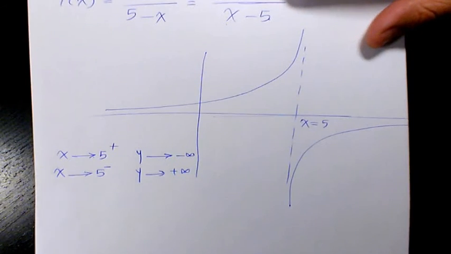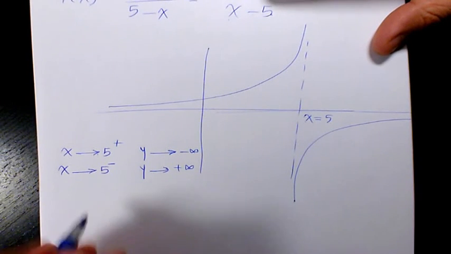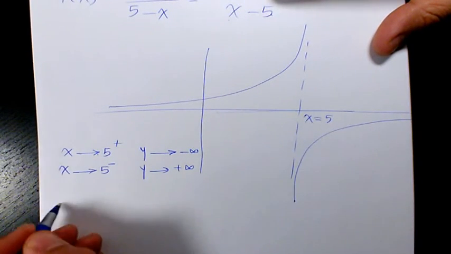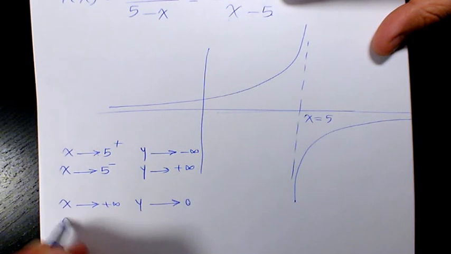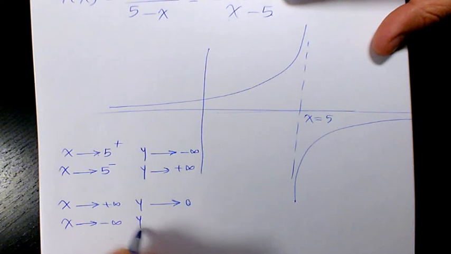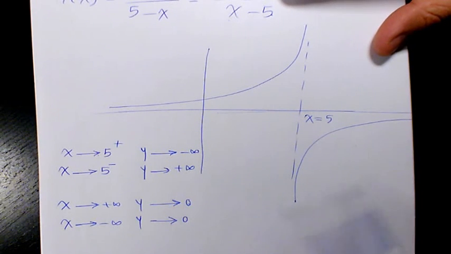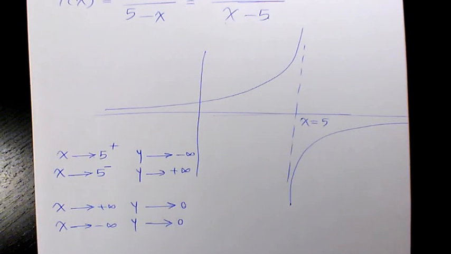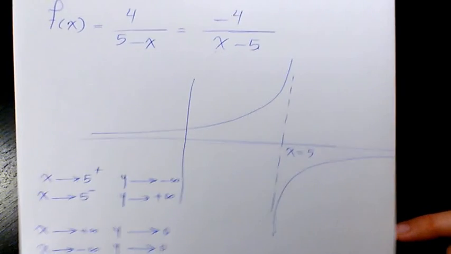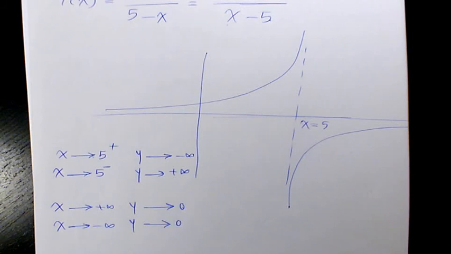So for end behavior, when x approaches positive infinity, y approaches 0. When x approaches negative infinity, y approaches 0 as well. That represents the horizontal asymptote. Basically, these are all the end behaviors and the behavior around the vertical asymptote, and this is the graph. I mentioned the domain and range, vertical asymptote, horizontal asymptote, x-intercept, and y-intercept.